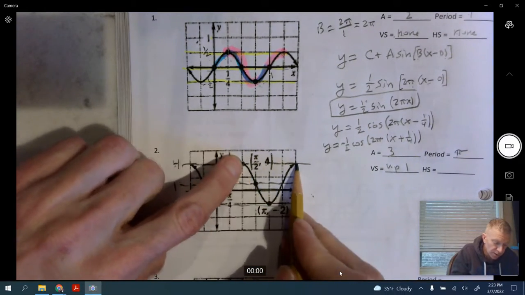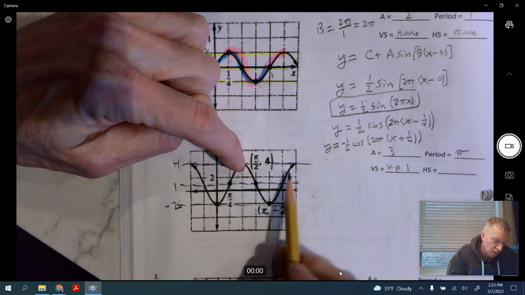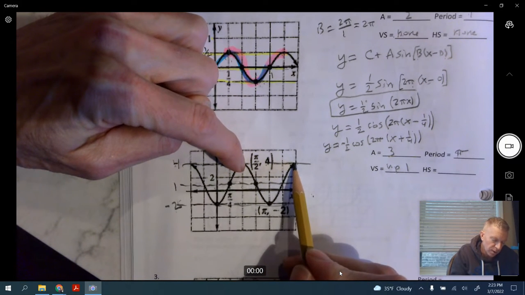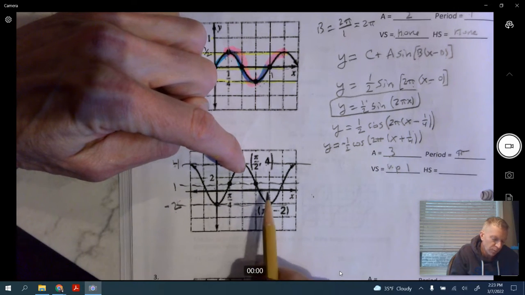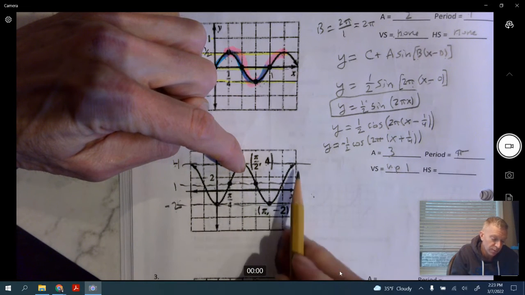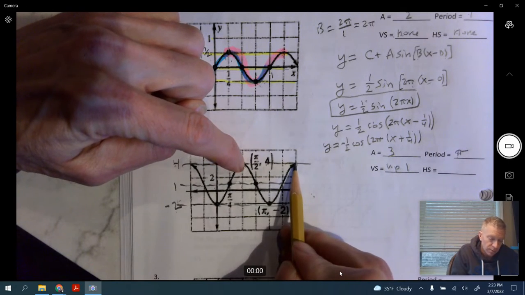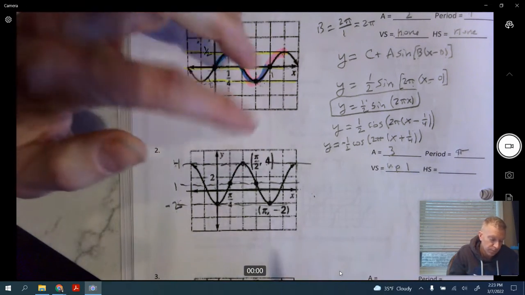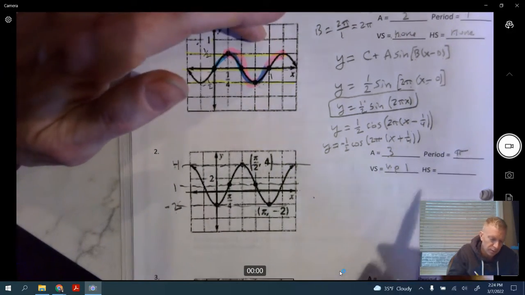Even if I go from here to here, that would be pi over 2 to 3 pi over 2. Counting by pi over 4: 2 pi over 4, 3 pi over 4, 4 pi over 4, 5 pi over 4, 6 pi over 4, so pi over 2 to 3 pi over 2, that would still be pi. The period is not going to change because you decide to start somewhere else. Remember, it's a periodic function.